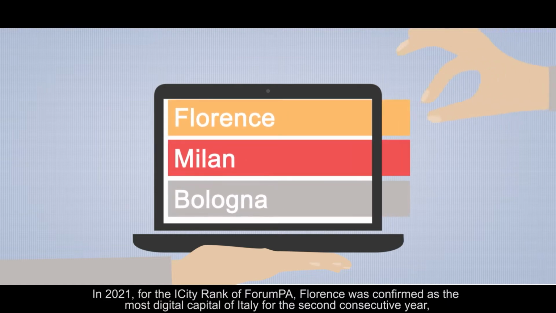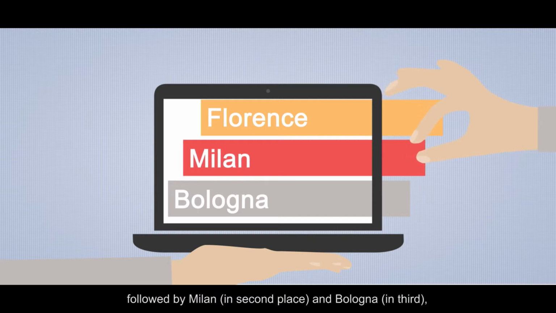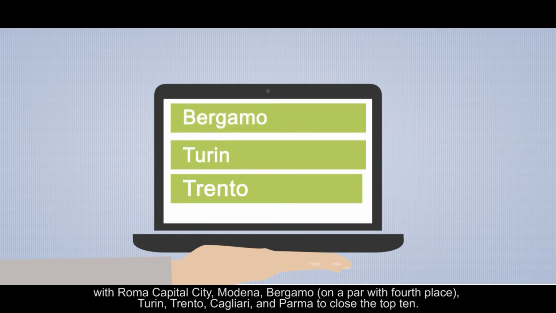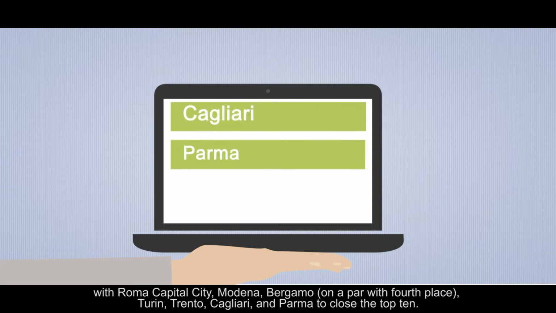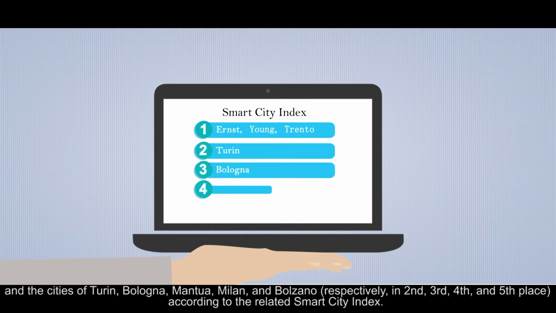In 2021, for the iCity rank of Forum PA, Florence was confirmed as the most digital capital of Italy for the second consecutive year, followed by Milan and Bologna, with Roma capital city, Modena, Bergamo, Turin, Trento, Cagliari, and Parma to close the top 10. Other rankings, such as that of Ernst & Young, place Trento at the top of the smart cities, and the cities of Turin, Bologna, Mantua, Milan, and Bolzano according to the related Smart City Index.